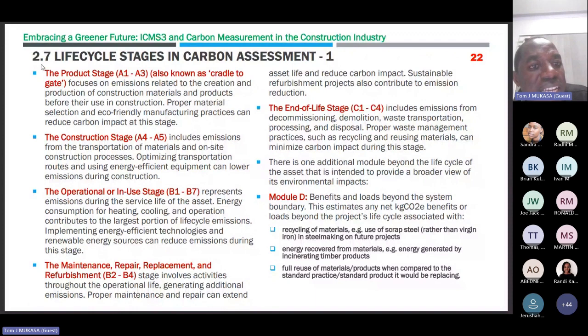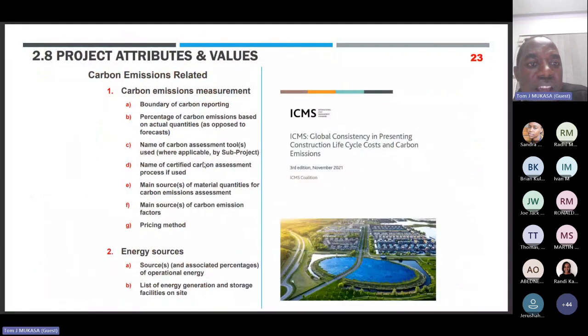So the product stage is A1 to A3. Then the construction stage is A4 to A5. And mainly that is the critical stage of construction, where we have a lot of influence on the carbon emissions. Okay, so I'll concentrate on those first 5 stages. But we have the operational and in use, the maintenance, the end of life, and then module D. Good enough, Joe has helped explain all that.